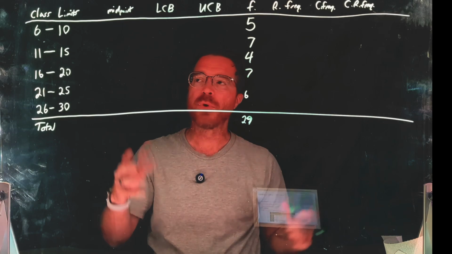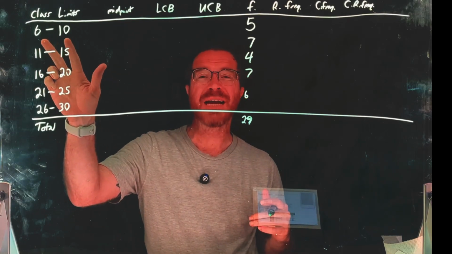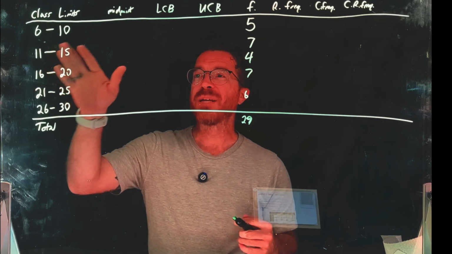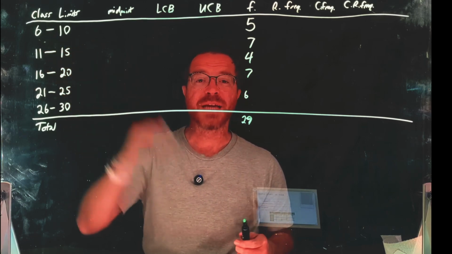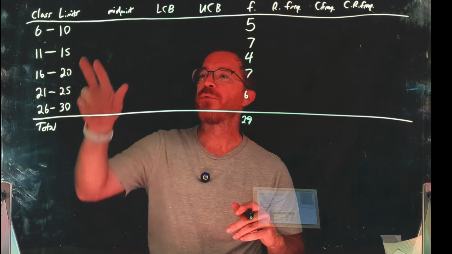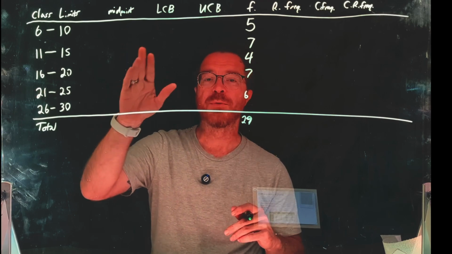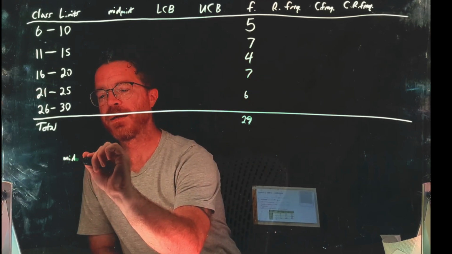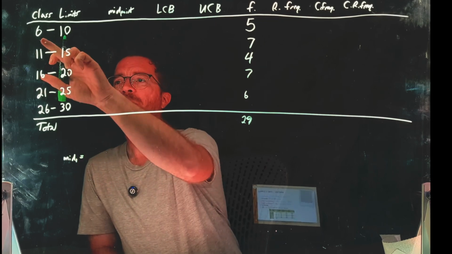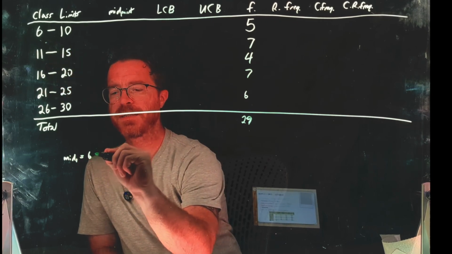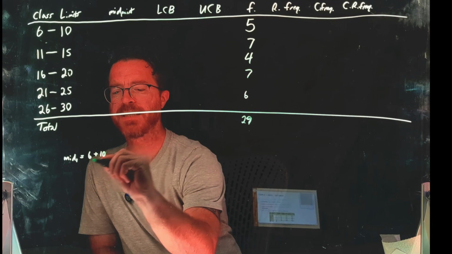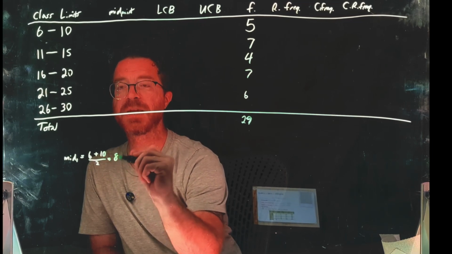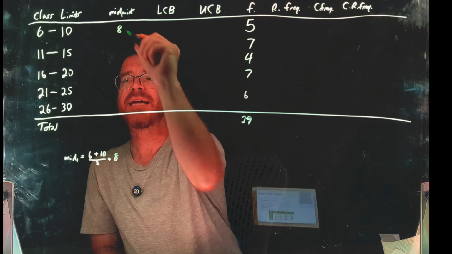So just like before, because we already have our class limits, we don't really need to worry about our class widths or figuring out what the actual class limits are. So first thing we're going to do is find our midpoint. If you remember, our midpoint is just going to be our lower class limit, 6, plus our upper class limit, 10, divided by 2. So 16 divided by 2 gives us a midpoint of 8.